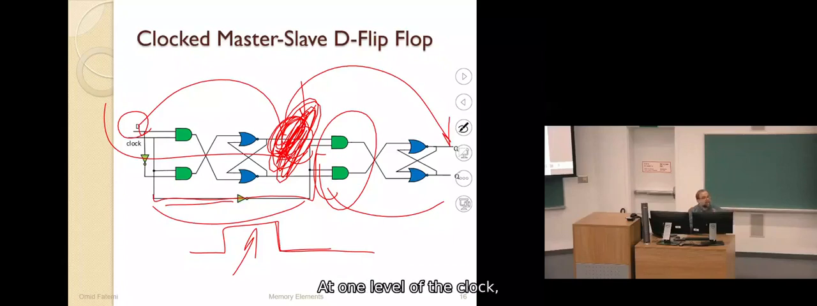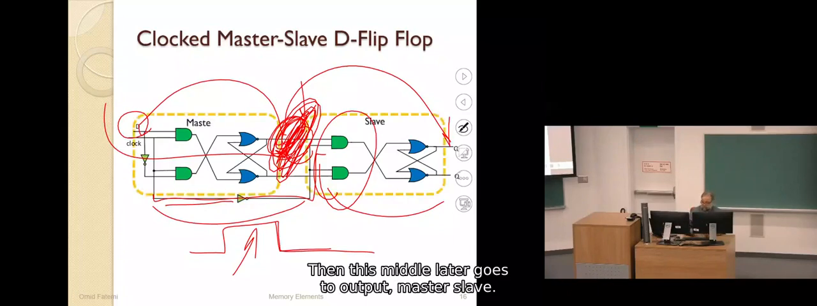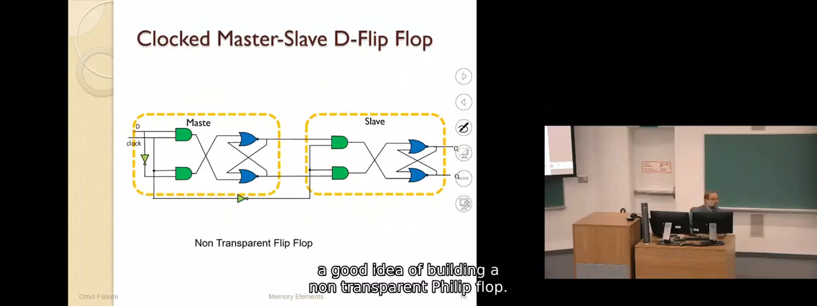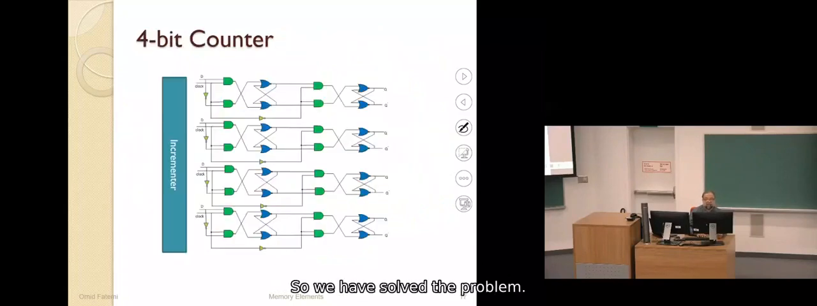At one level of the clock, it brings the data inside, but it doesn't go to output. At the next half of the clock, which the level, for example, is 0, then this middle data goes to output. Master, a slave. Okay? So this is a good idea of building a non-transparent flip-flop. So we have solved the problem.